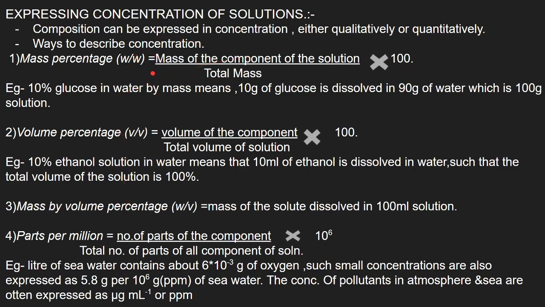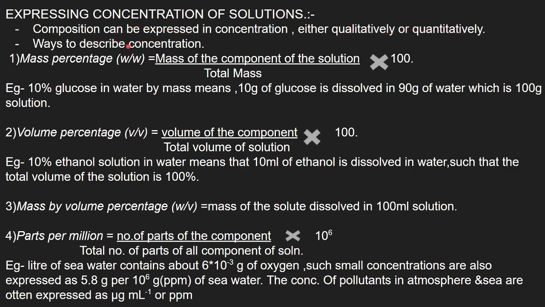So it's all about the concentration of solution. We are expressing solutions in various concentrations. You might have heard that when you go out to buy milk, you buy it in liters and all that. So you basically have some terms which you use for the concentrations. Composition can be expressed in concentration either qualitatively or quantitatively. So basically the composition of a mixture is expressed in terms of concentration either qualitatively, means you tell it by the quality, or by the quantity, which is numbers.